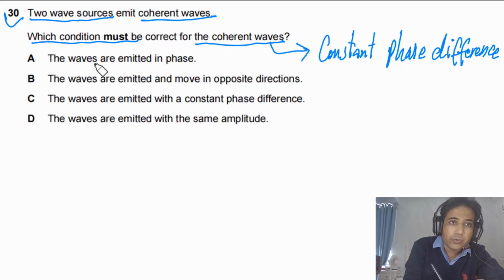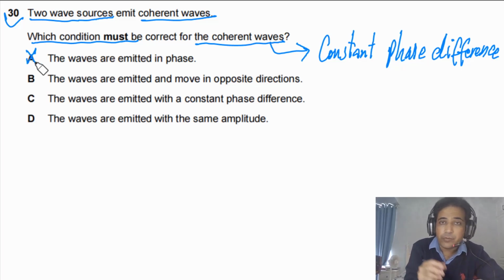Now if you look at the given options, the waves being emitted in phase is not the answer. If waves are emitted in phase but have different frequencies, they cannot be in phase all the time, so there will be no constant phase difference. So this is not a condition for coherent waves. The waves are emitted and move in opposite directions: this will not make two waves coherent, because the phase difference between the waves will not stay constant. So this is also not the answer.